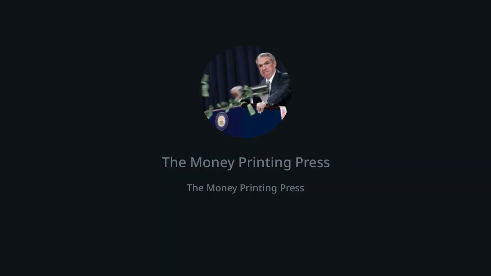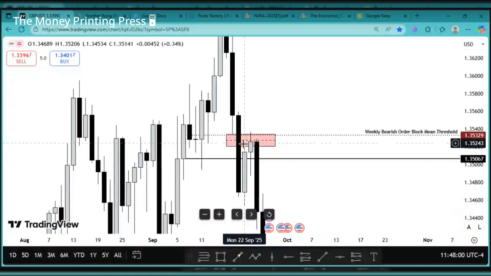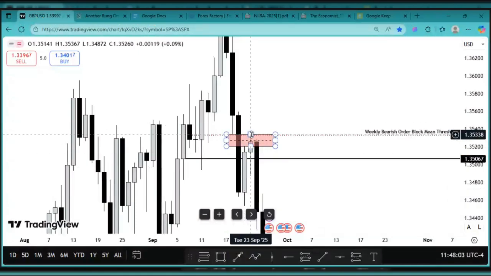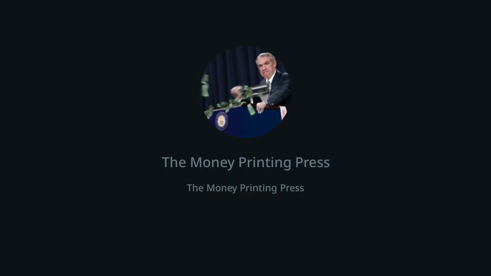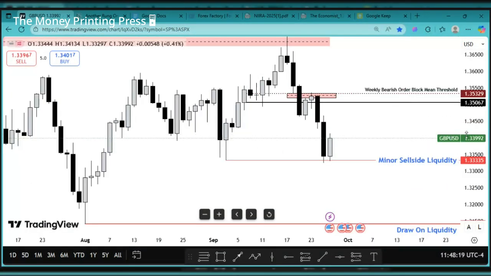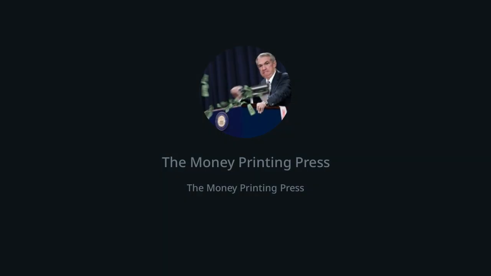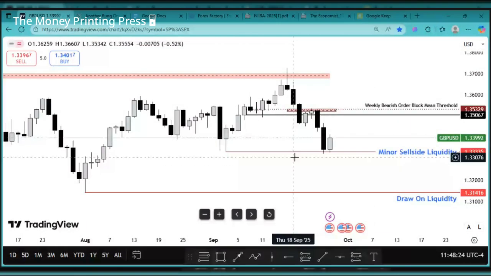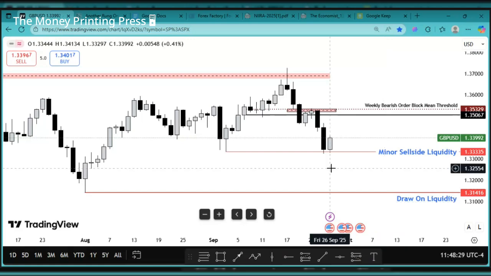So what did price do on Monday? Price opened, traded higher on Monday, Tuesday traded higher, and some people will think okay, price will continue to trade higher. Then it opened, kept going lower Wednesday, Thursday, Friday. Minor sell side liquidity has been traded into for GbpUsd. I still anticipate price to go lower. This should be the draw on liquidity, but let's see how it trades next week.